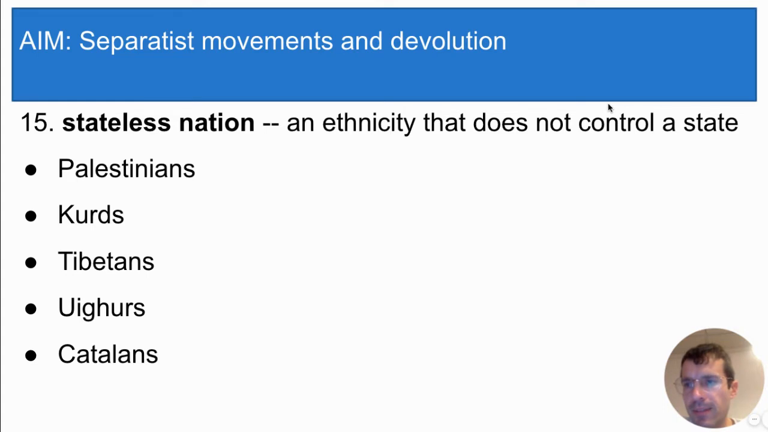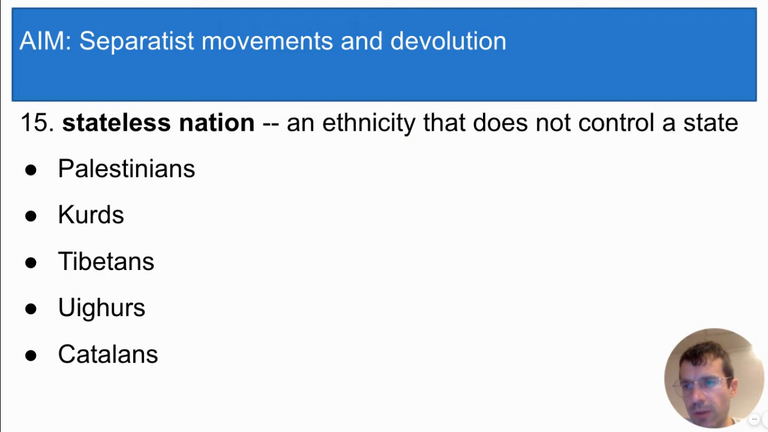A stateless nation is an ethnicity that does not control a state. Instead, these ethnicities live in a state where most power is held by a different ethnicity. Take a moment to write down these examples of stateless nations.